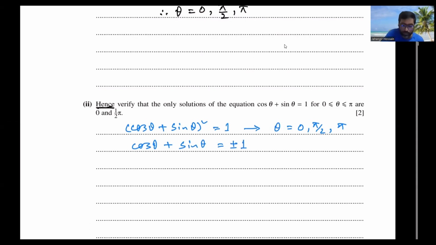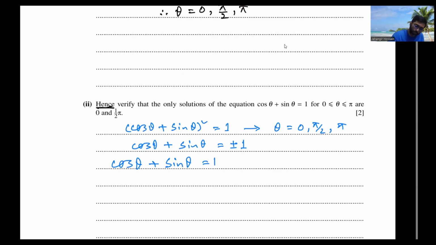So the values of theta for the first equation are not all the solutions of this one. Few of them are the solutions of cos theta plus sin theta equal to 1, and one or two of them will be the solution of the other one. And which one? You have to verify that theta equal to 0 and pi by 2 are the solutions of this equation.